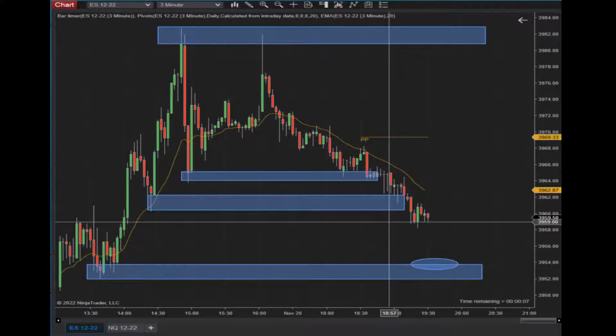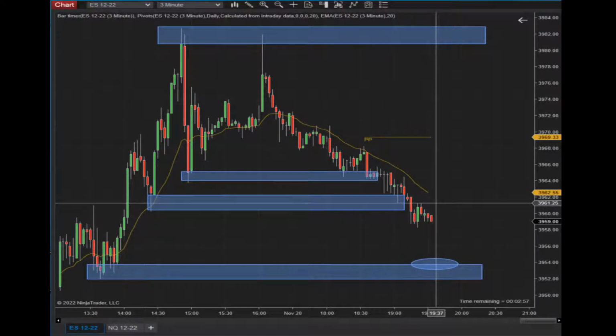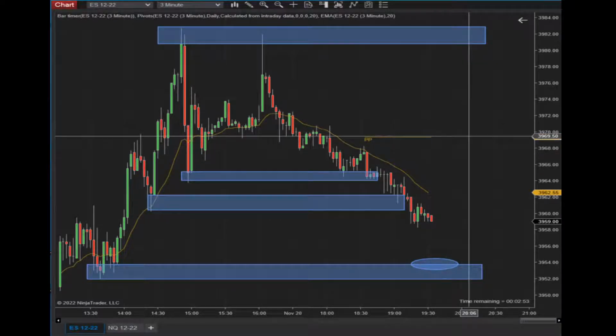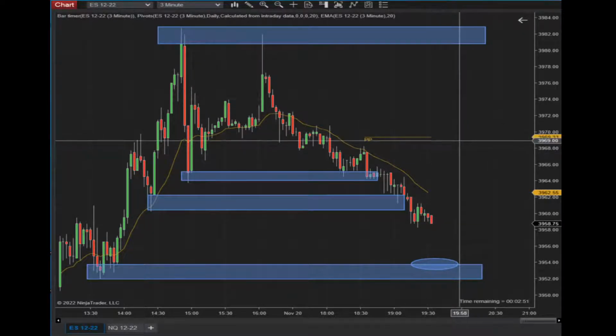The one thing that I have learned trading at night or in the evening after hours is that obviously the volume is much, much less. So the chances for a breakout of some kind are just not as strong.